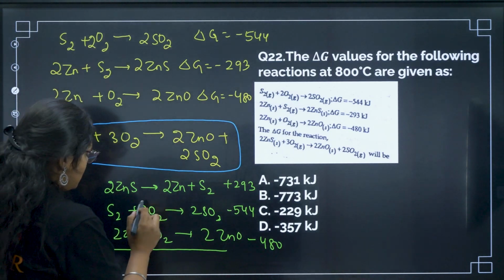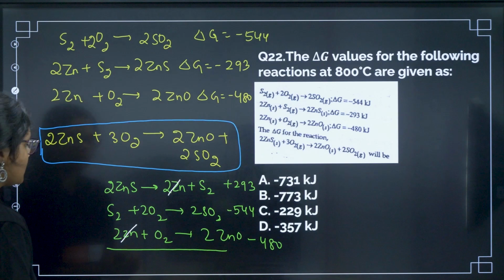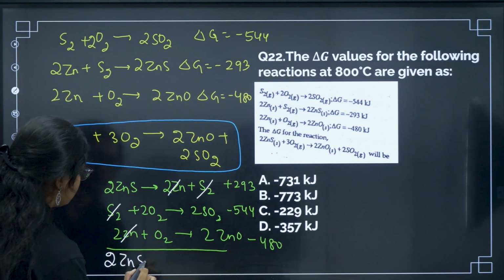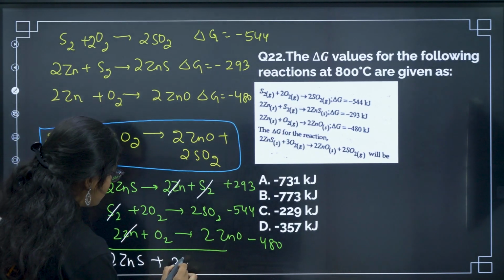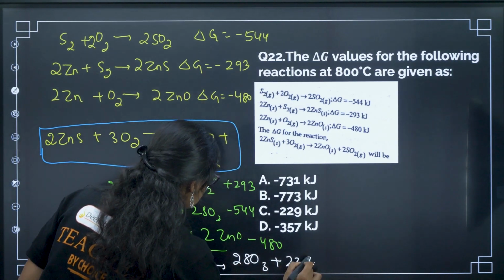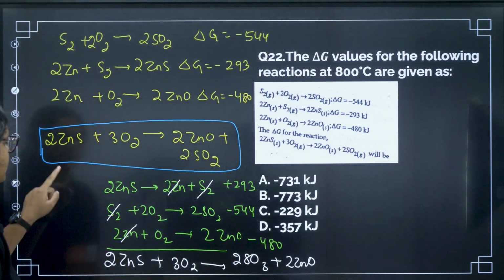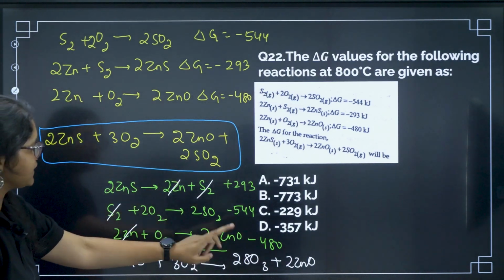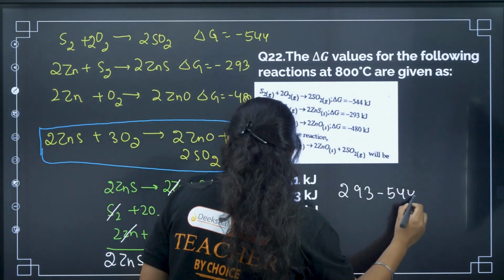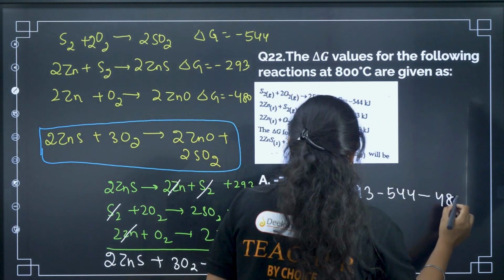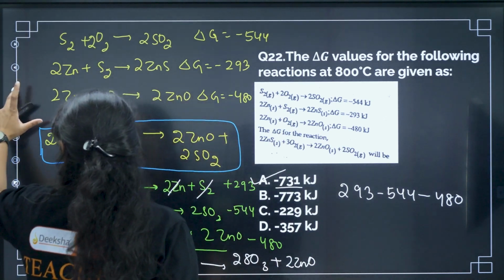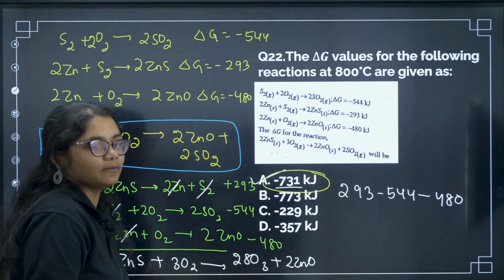So if we add now, you can see 2Zn we can cancel, right? Then we have S2, we can cancel. We are left with 2ZnS plus 2O2 plus 1O2, that is 3O2, giving 2SO2 plus 2ZnO, right? So now this is the same reaction that is asked, 2ZnS plus 3O2 gives 2ZnO plus 2SO2. So the value that we are getting is 293 minus 544, and then minus 480. If you solve this, the correct answer for this question will be minus 731. That is your option number A.